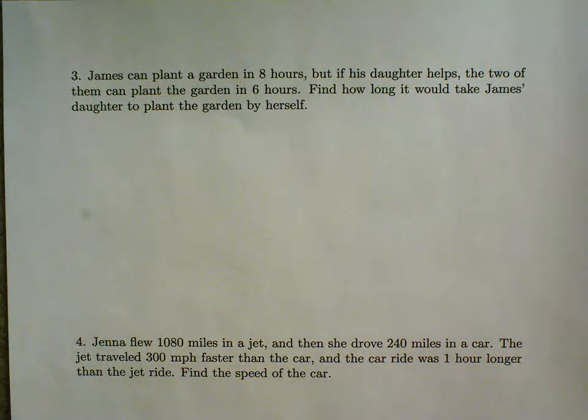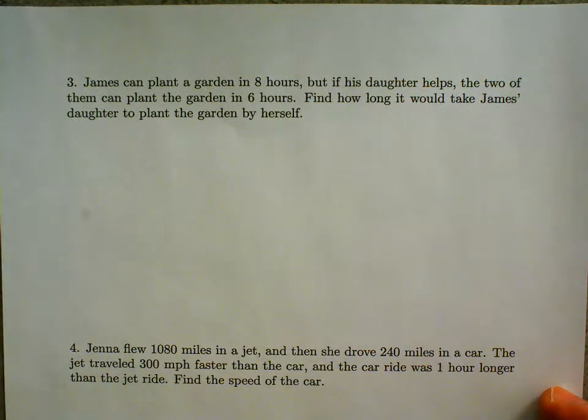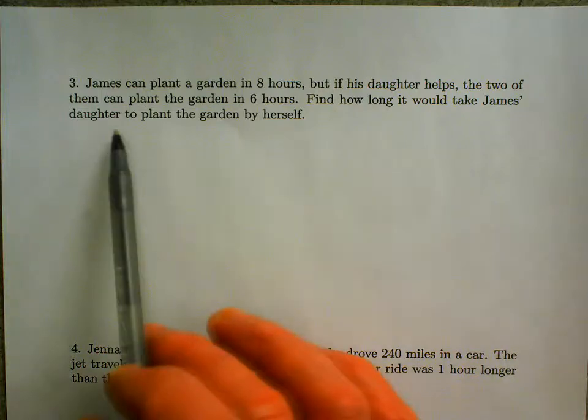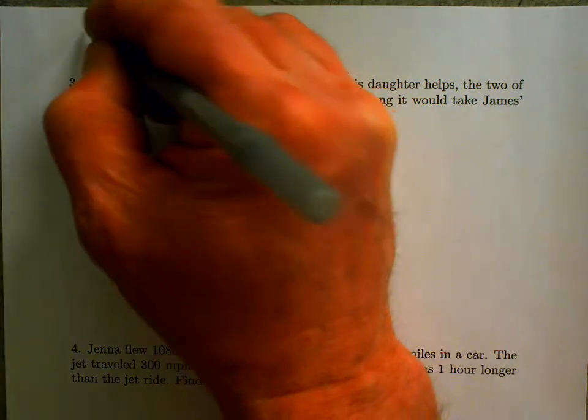James can plant a garden in 8 hours, but if his daughter helps, the two of them can plant the garden in 6 hours. Find how long it would take James's daughter to plant the garden by herself. We refer to this kind of problem as a work problem.